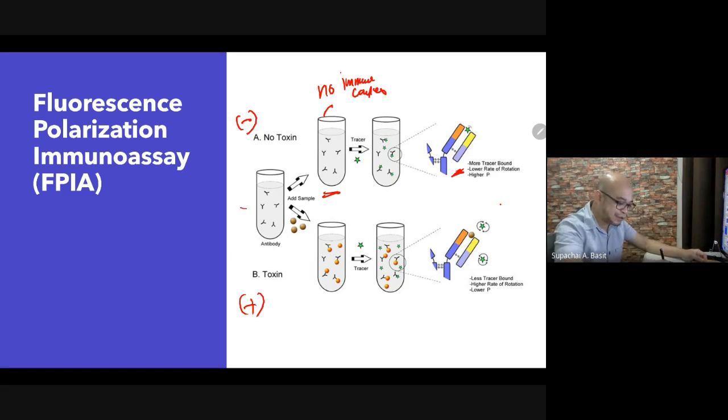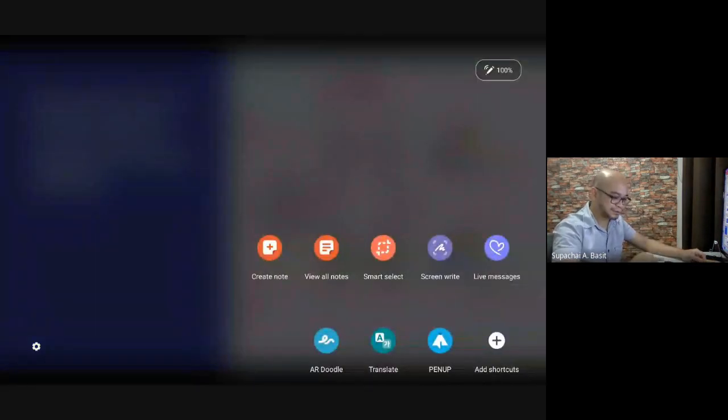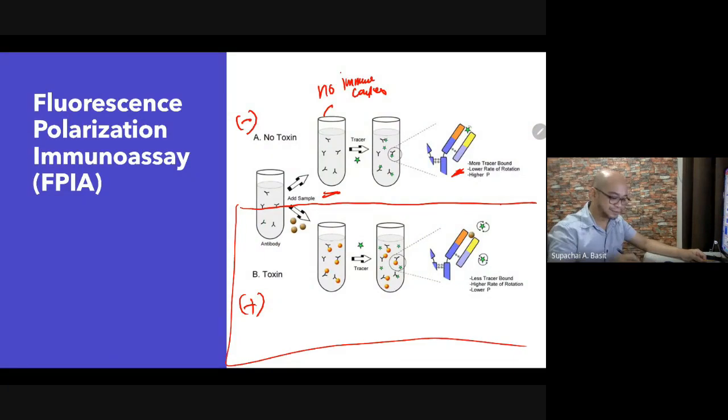Whereas in this particular scenario, toxin is present. So toxin will bind to antitoxin. And then if we add a fluorescent dye, it will no longer be able to bind to the antibody because of the presence of toxin. So there is less tracer bound, but the rotation is higher. And if the rotation is higher, then there is a lower polarization.